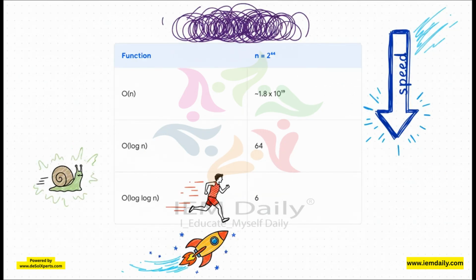But how efficient are we really talking here? Let's put this in perspective. Let's pick a ridiculously huge number for n, say 2 to the power of 64. A linear O of n algorithm would take, well, let's just say you wouldn't be around to see it finish. A really good O of log n algorithm would take 64 steps, pretty fast. But our O of log log n algorithm, it would be done in just 6 steps. 6! The difference is absolutely staggering.